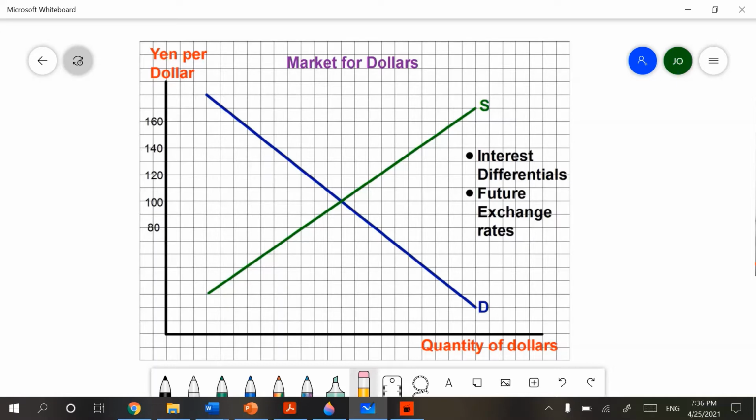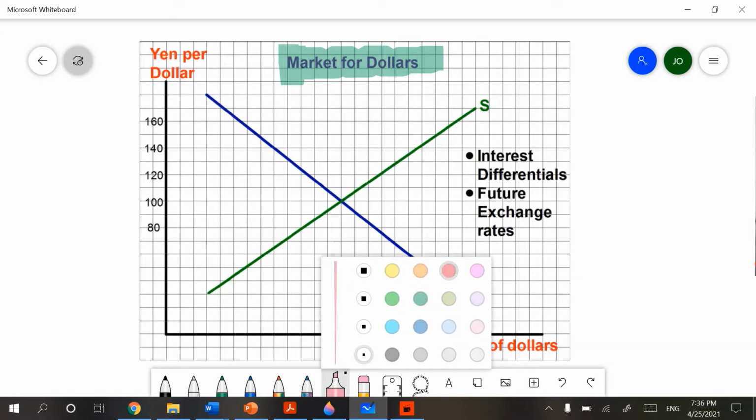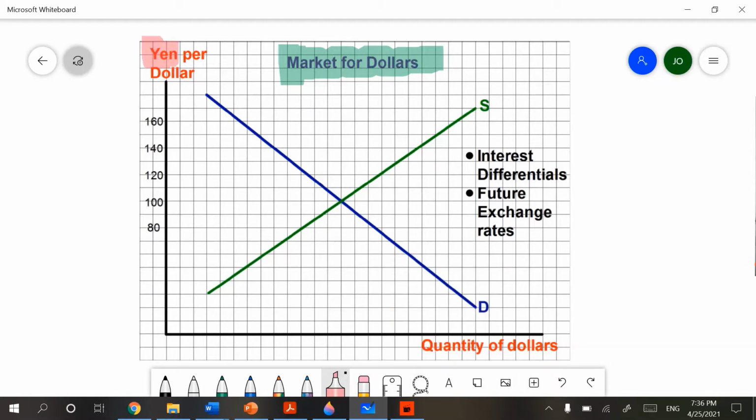Let's start with the labels. Notice that this is the market for dollars. So we are buying and selling dollars. Whenever you're buying and selling dollars, you have to pair it up with another currency. In this case, it's going to be the yen, which is the Japanese currency. So remember, in a foreign exchange market, you're always pairing up two currencies.